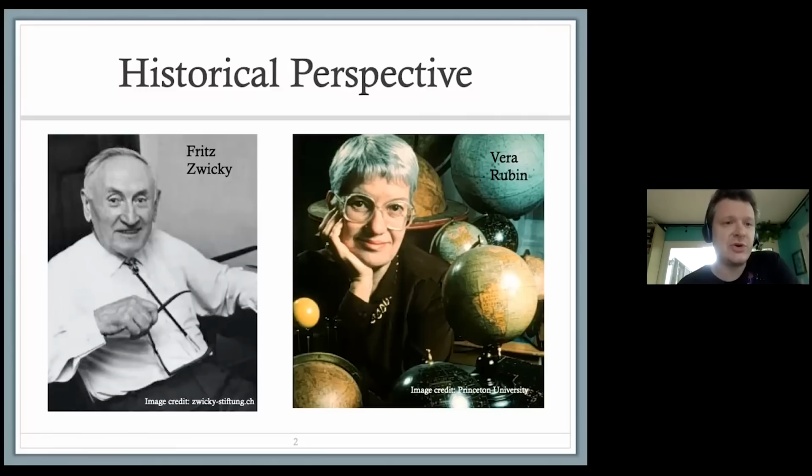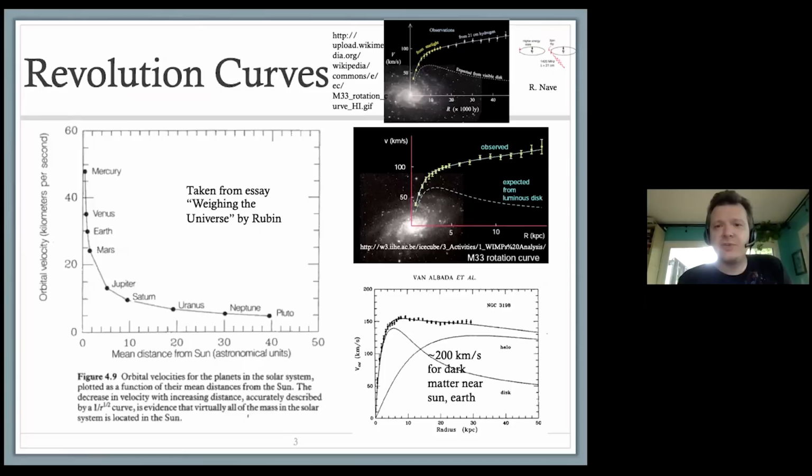It was looking at the speeds of revolution of stars around centers of galaxies. So the expectation is that as you move away from a center of mass, such as in our own solar system here on the left, this is taken from the essay Weighing the Universe by Rubin in the early 90s, we know that Venus orbits the sun more slowly than Mercury, Earth more slowly than Venus, Mars more slowly than the Earth, et cetera. And this is a very well-known mathematical law. You set Newton's law of gravity, GMm over r squared, equal to centripetal force, mv squared over r, and velocity should drop off as 1 over the square root of the radius.